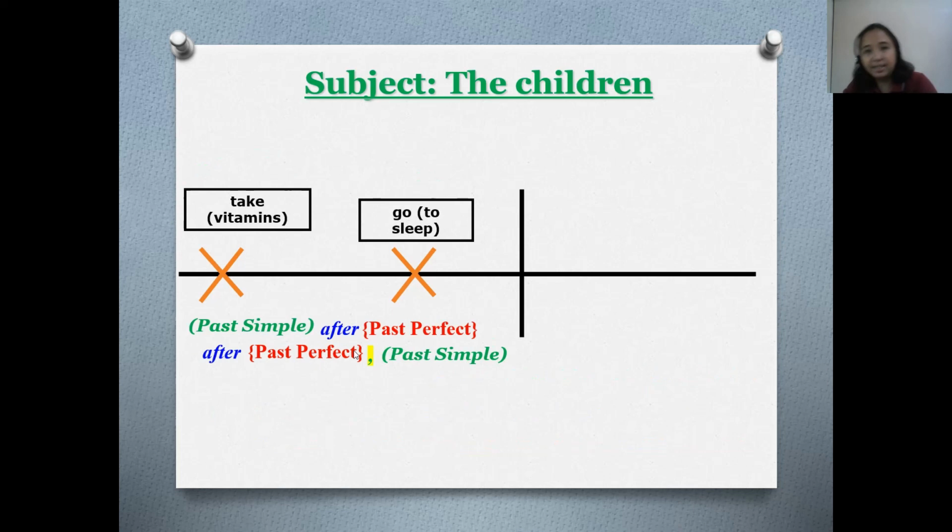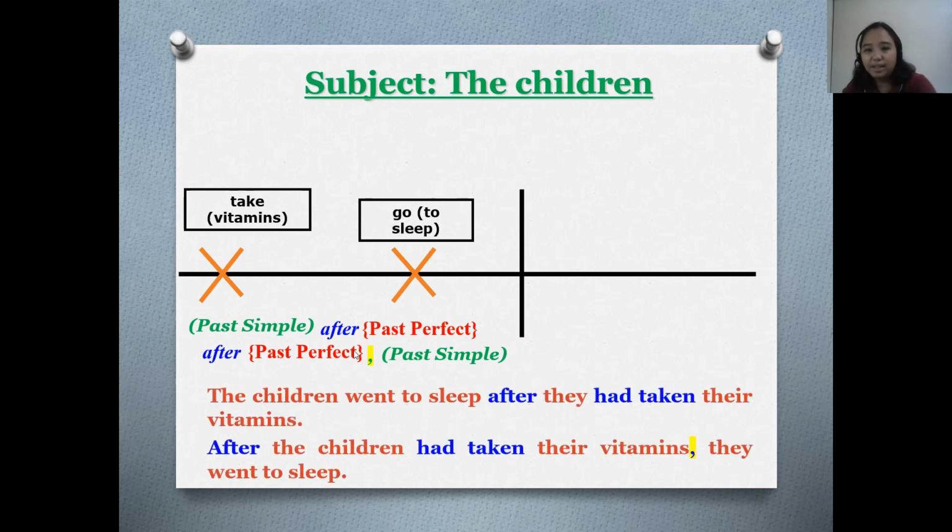Our last sentence. Your subject is children, and the first action is take vitamins. Second action is go to sleep. Try using the conjunction after. The answers are the children went to sleep after they had taken their vitamins, or after the children had taken their vitamins, they went to sleep.